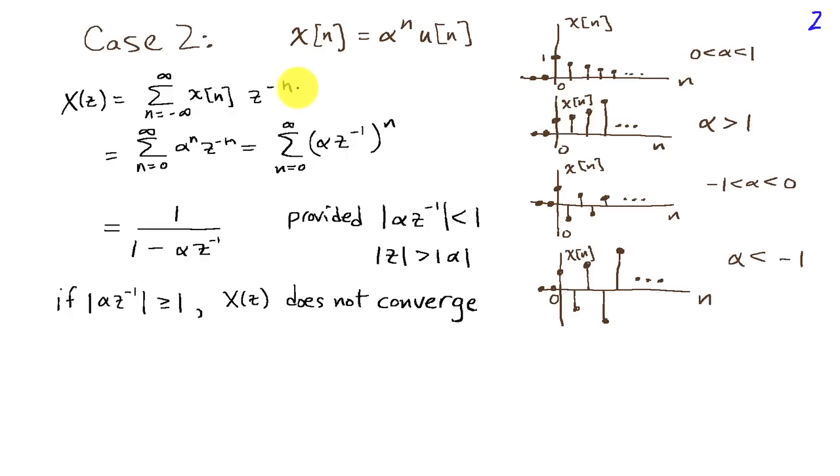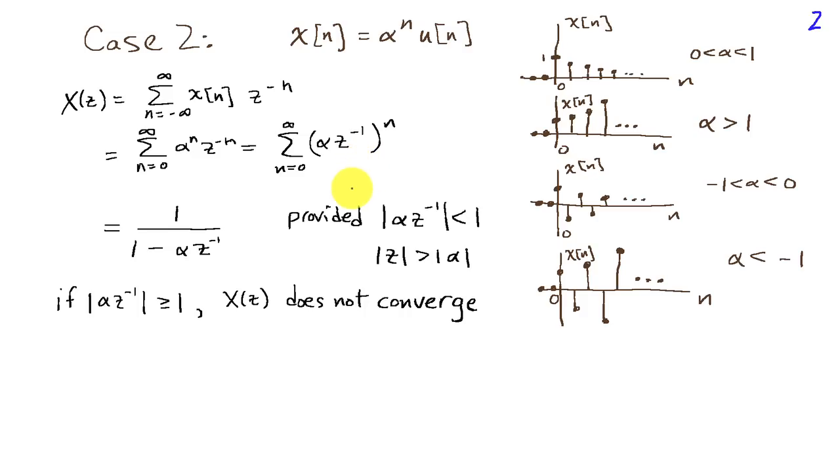But we'll substitute into the definition and write X of z as a sum from n equals 0 to infinity of alpha to the n times z to the minus n. We can group the terms that are raised to the nth power and have alpha z inverse to the nth power from n equals 0 to infinity. And this is just a geometric series, and we know the answer to such a sum. It's 1 over 1 minus the quantity we're raising to the power. And that is true provided that the magnitude of this quantity we're raising to a power is less than 1. If the magnitude is greater than 1, then this series does not converge.